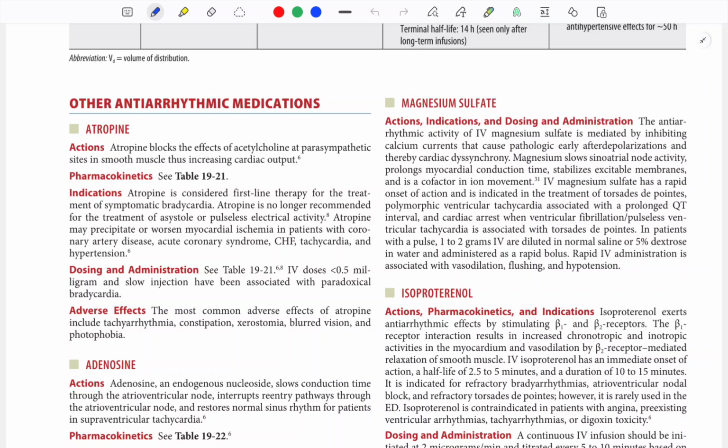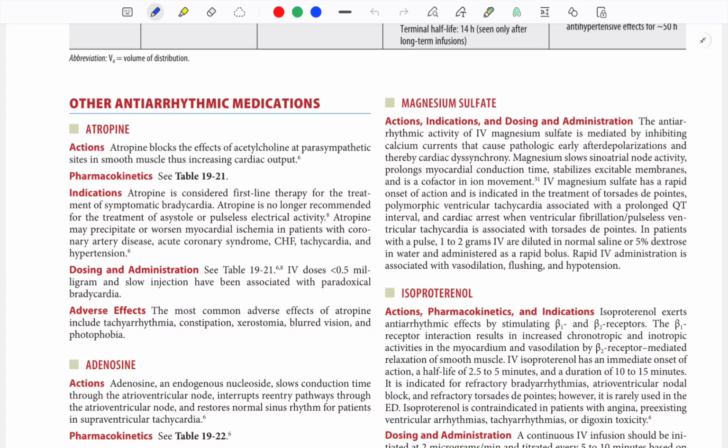It may precipitate or worsen myocardial ischemia in patients with coronary artery disease, ACS, CHF, tachycardia and hypertension. Giving an IV dose less than 0.5 mg or slow injection is associated with paradoxical bradycardia. So you need to give atropine only as a fast bolus.